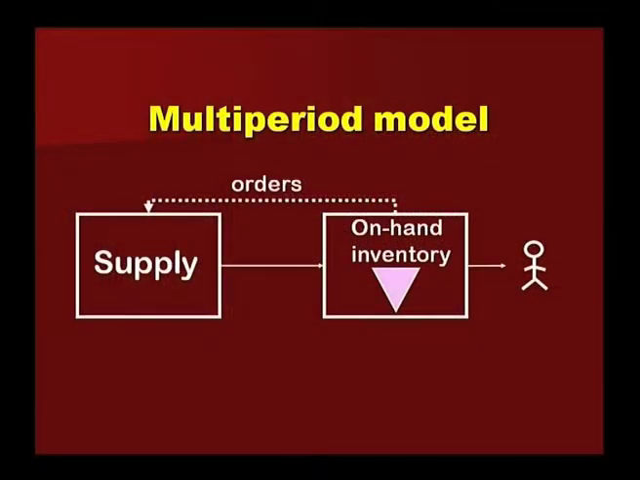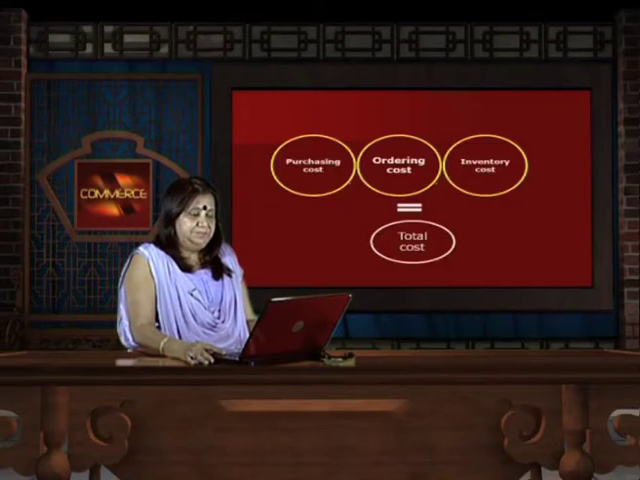In the multi-period model, the supplier is there, on-hand inventory is there and the customer is there. How the orders will be managed in different periods depends upon the supply of the materials in the market.